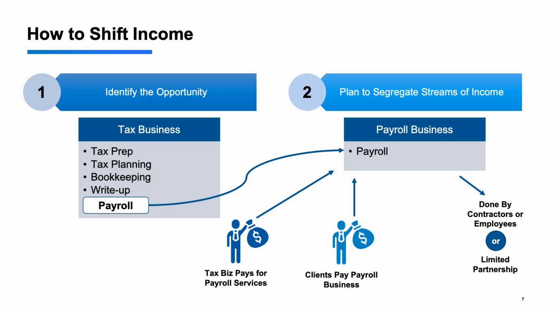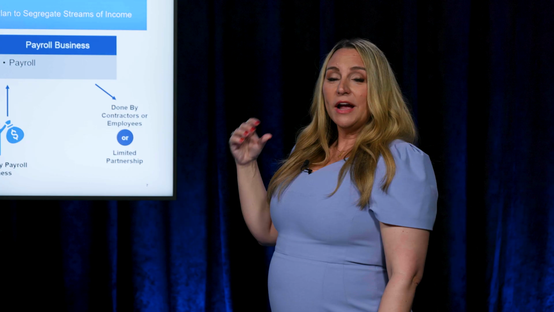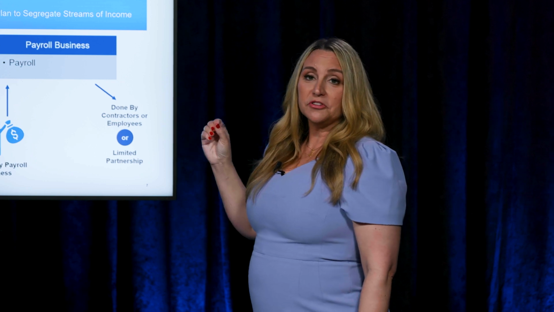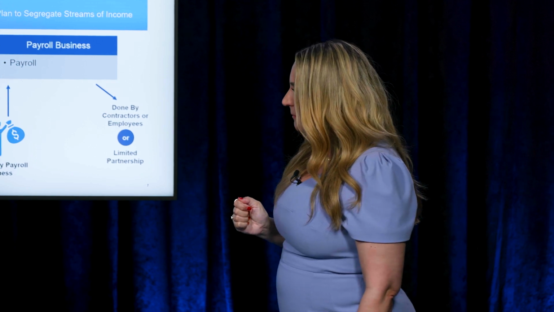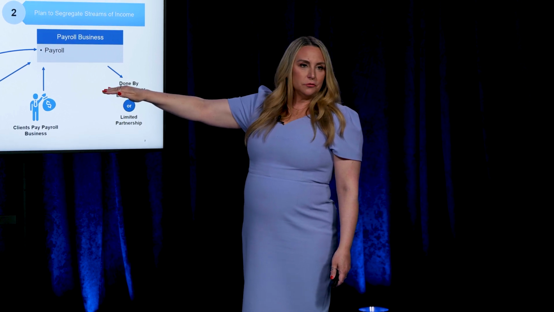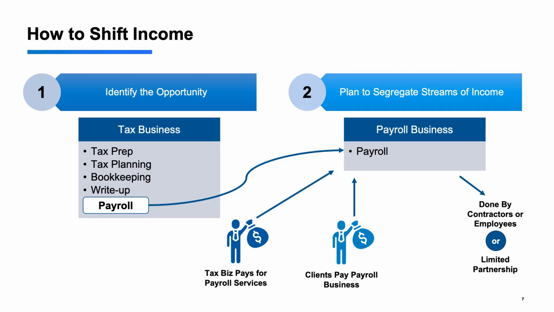So, for example, let's take a tax business. You're probably very familiar with that. Most tax businesses earn income by doing more than one function for their clients, such as getting paid for tax preparation, bookkeeping, payroll services, etc. And we identify a separate stream of revenue that's going to be amenable to accomplishing this income shifting strategy. In this case, let's say that we identify the payroll revenue stream in order to income shift.